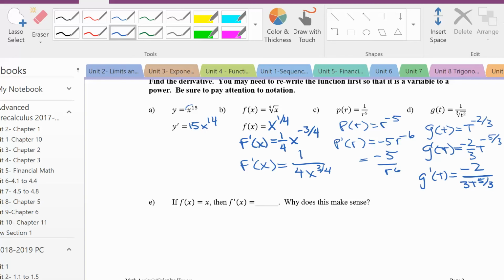So if f of x equals x, what does f prime of x equal? Well, the answer is 1, because f prime of x would basically be 1 times x to the 0, which is just 1.